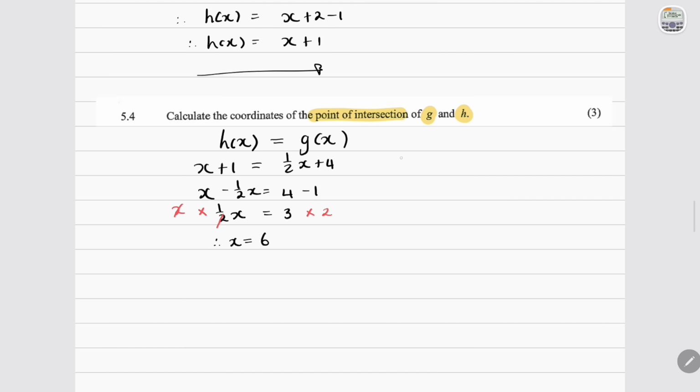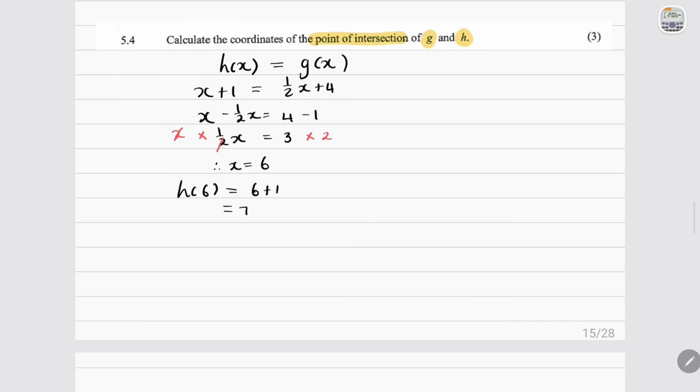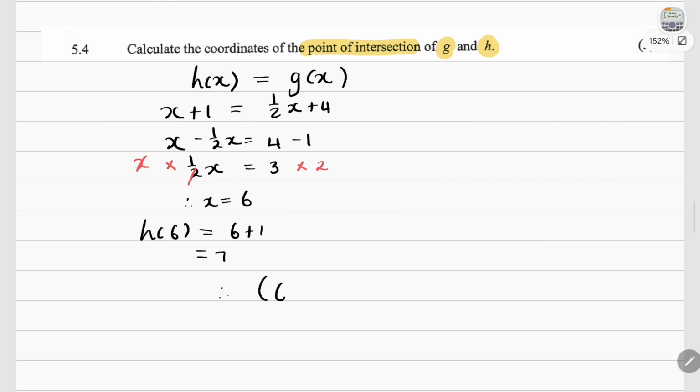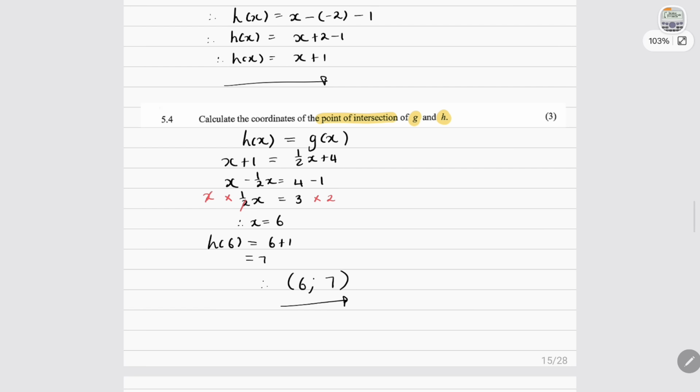So I'll just use the easier one. I'll use h. So h of x is finally just h of 6. Okay, I'm substituting 6 as the x value, is equal to 6 plus 1, which is 7. And so that coordinate is (6, 7). And that is our answer. Moving on to the next question.